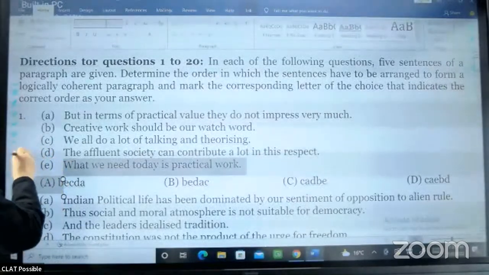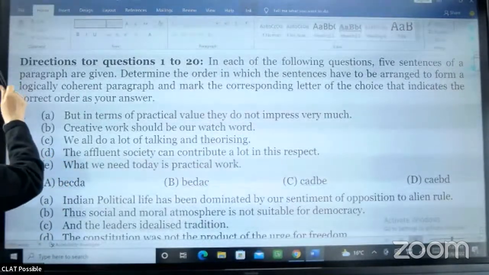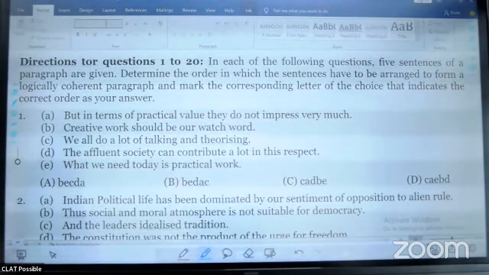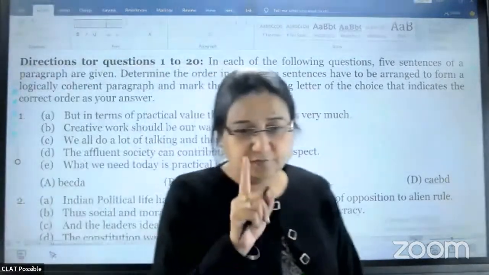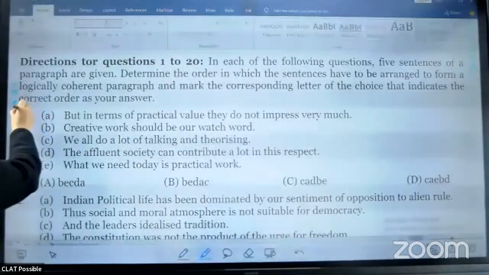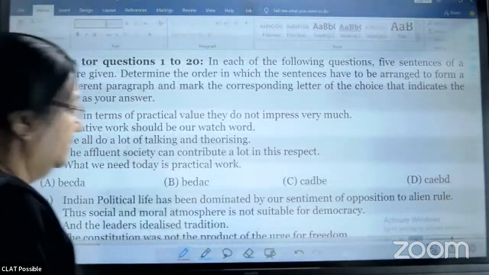Here you go. Question number 1. Question 1, with options. And time is 1 minute. 1 minute. Question 1. Time is also 1 minute.